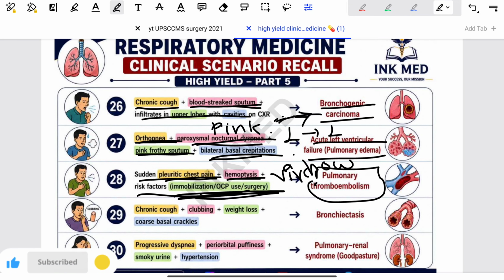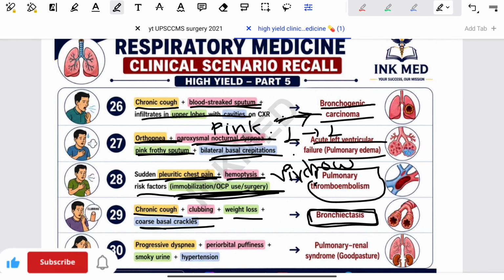Next, a patient has a chronic cough, clubbing, weight loss, and coarse basal crackles. The diagnosis is bronchiectasis. Trigger words: clubbing, chronic productive cough, and coarse crackles.